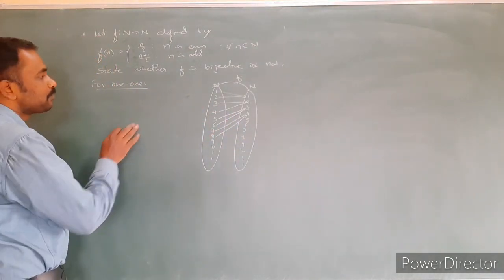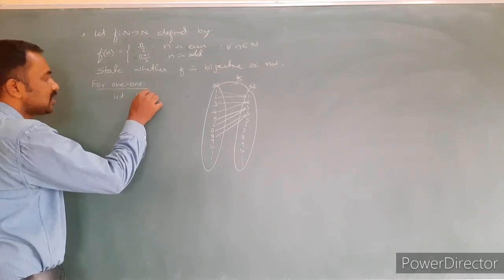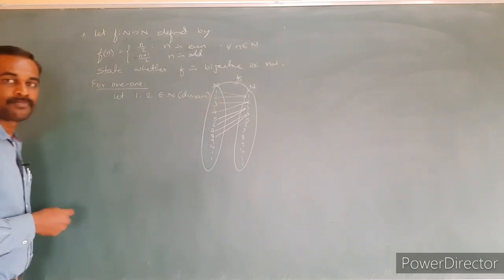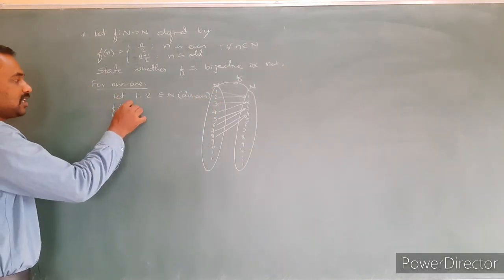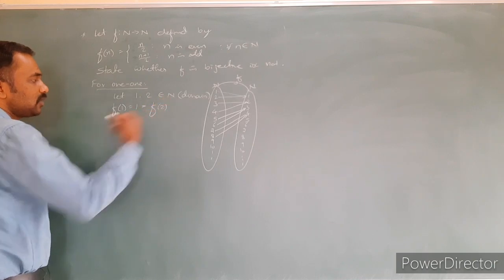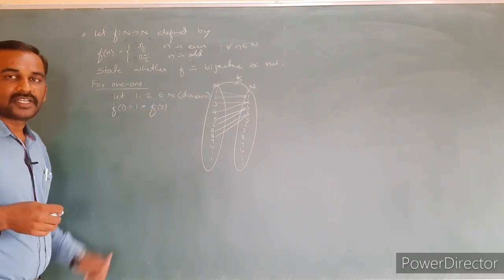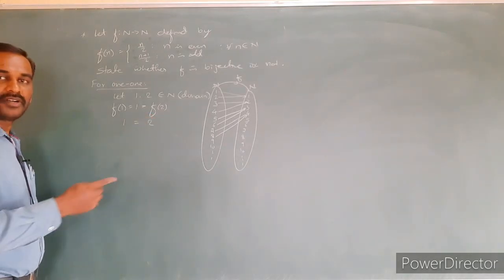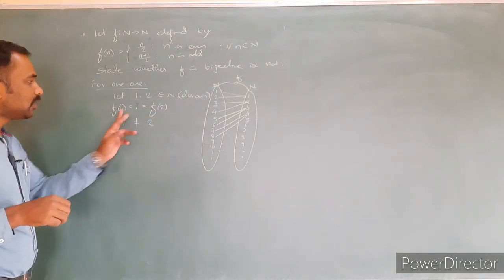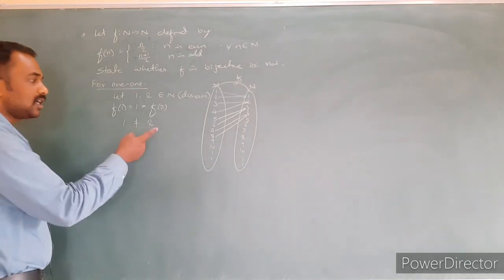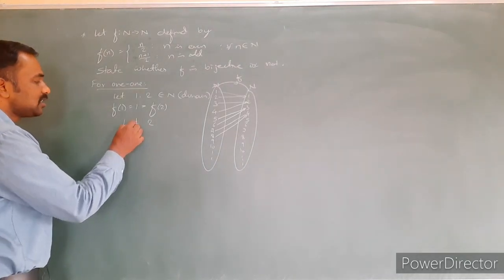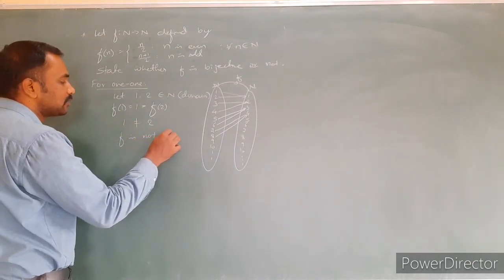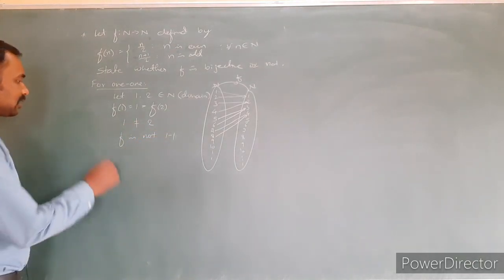For one-one, consider two elements. I consider 1 and 2 belonging to the domain set, the natural numbers. Image of 1 is 1. Similarly, image of 2 is also 1. Two different elements have the same image. From this, are those two elements equal or not? Is 1 equal to 2? No, 1 is not equal to 2. So x1 is not equal to x2 although the images are the same. So f is not one-one.